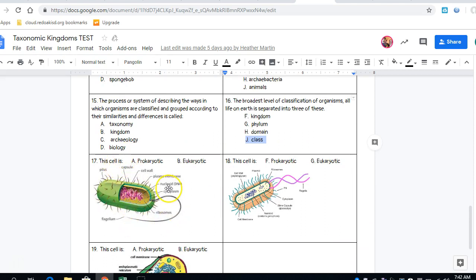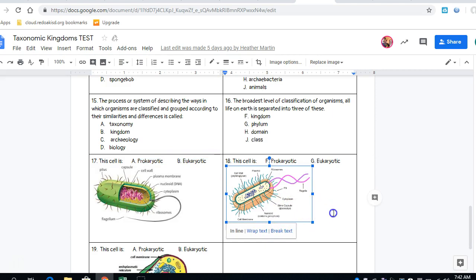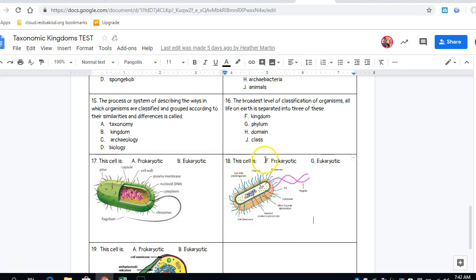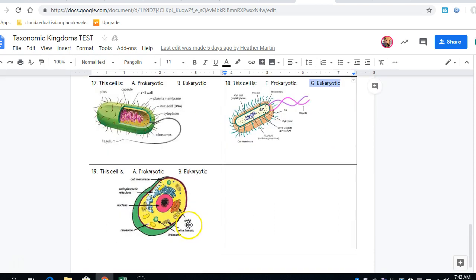17. This cell right here, is it prokaryotic or eukaryotic? This cell right here, is it prokaryotic or eukaryotic? 19. This cell here, is it prokaryotic or eukaryotic?